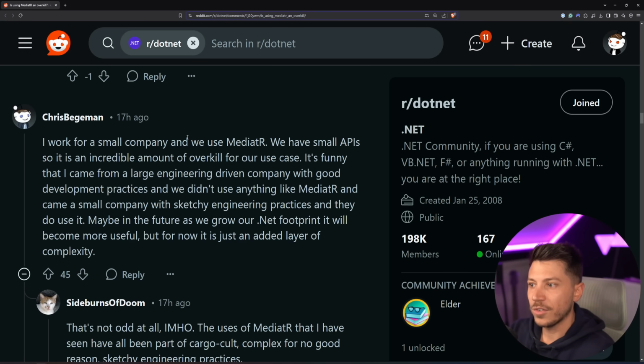Another comment is, I work for a small company and we use MediatR. We have small APIs, so it's an incredible amount of overkill for our use case. I agree. If you only have 10 endpoints, 15 endpoints, those are very, very small APIs. They're very easy to navigate, very easy to debug. I don't see the point of using MediatR.